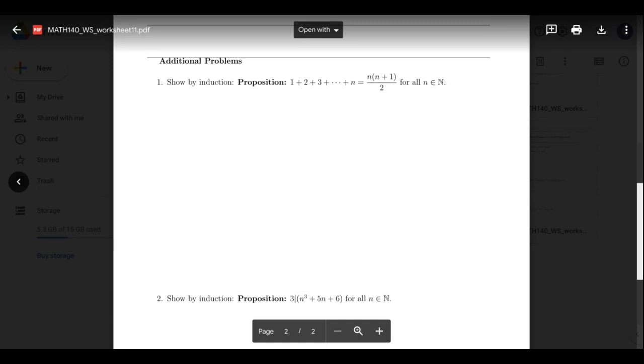Maria, P of 1 equals something doesn't make sense. P of 1, with a capital letter P, is a statement. It's an equation in this case.